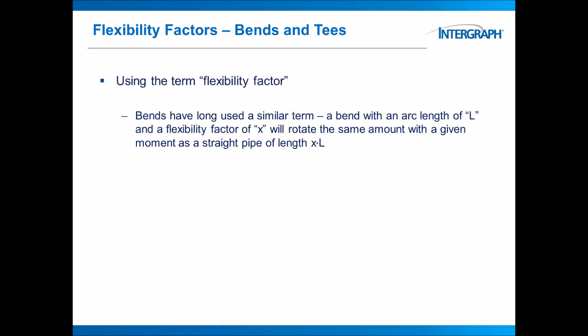So that's the stress intensification factors. In addition to that, we also include some flexibility factors. I mentioned that Ts do in reality have flexibility. According to B31.3 they don't. So we use the term flexibility factor, and bends have used a similar term for a long time. A bend with an arc length of L and flexibility factor of, let's call it X, rotates the same amount with a given moment as a straight length of pipe, X times L, the flexibility factor times the arc length of the bend.